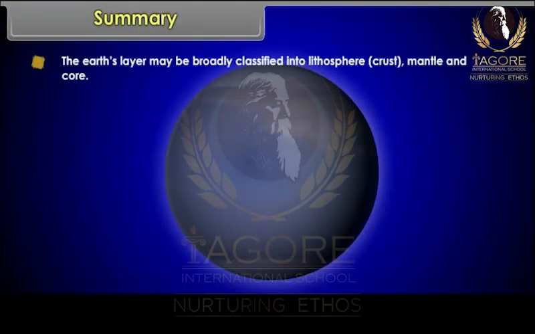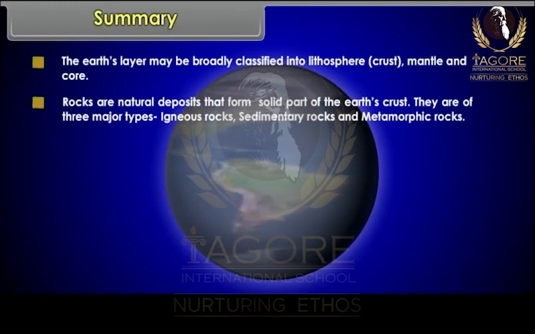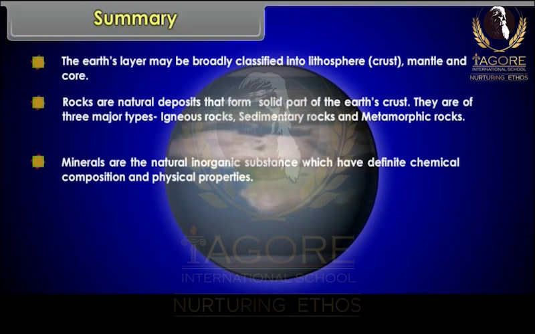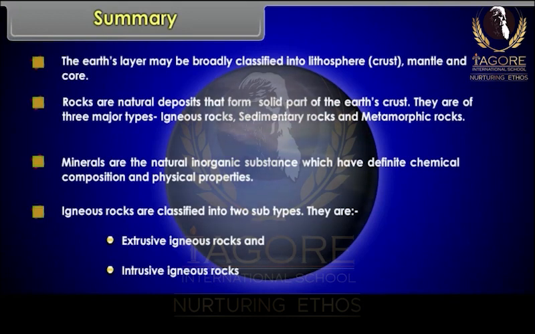Summary. The Earth's layers may be broadly classified into lithosphere, crust, mantle and core. Rocks are natural deposits that form the solid part of the Earth's crust. They are of three major types: igneous rocks, sedimentary rocks and metamorphic rocks. Minerals are the natural inorganic substances which have definite chemical composition and physical properties. Igneous rocks are classified into two subtypes: extrusive igneous rocks and intrusive igneous rocks.